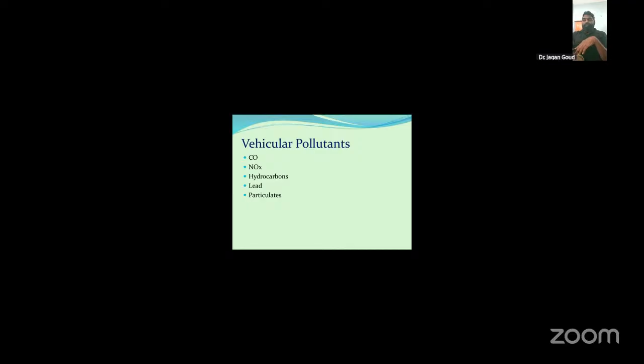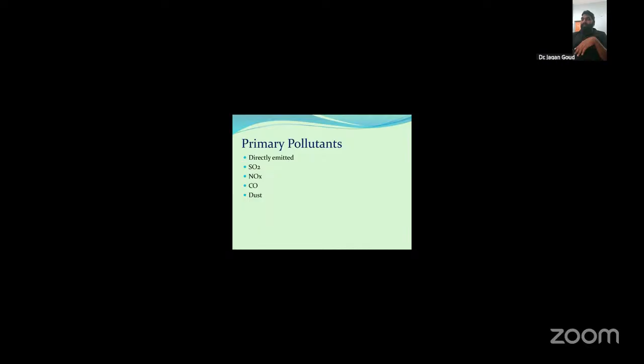Okay, coming to the next slide: primary pollutants. Primary pollutants are directly emitted, and include sulfur dioxide, nitrogen oxides, carbon monoxide and dust. We will discuss them one by one.